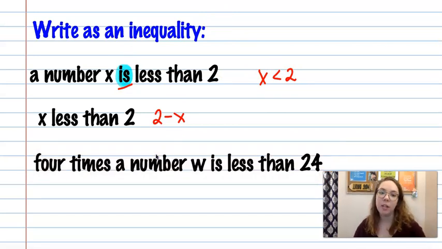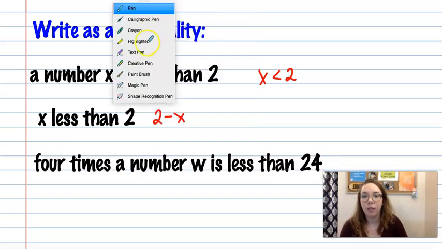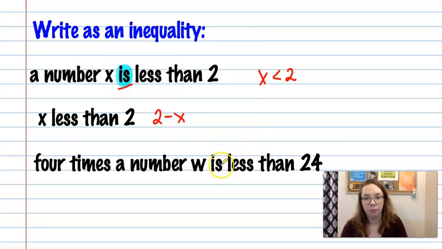4 times the number w is less than 24. So again, we have this is. That's where our symbol will go. So 4 times the number w, we can write as just 4w, is less than, so we use the less than symbol, 24. That's how that one would look.